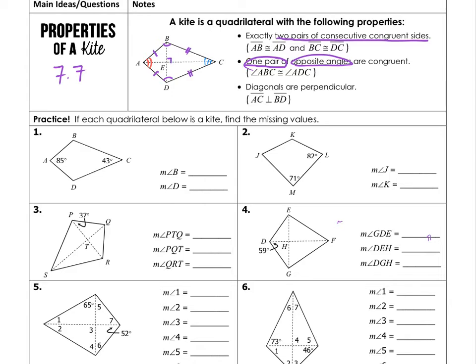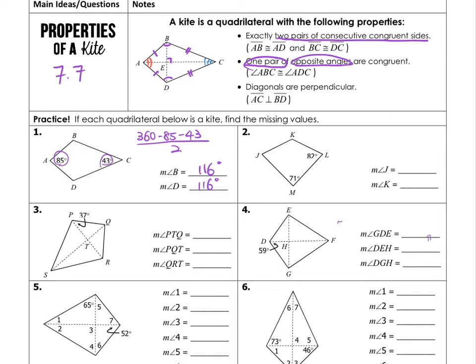Okay, so let's look at some examples here. If I have a kite here in example 1, 85 degrees and 43 degrees. So I know my interior angle sum for a kite is 360 because it's a quadrilateral, and I just need to subtract the two angles out of it, divided by 2. I should have 116 for both angle B and angle D.